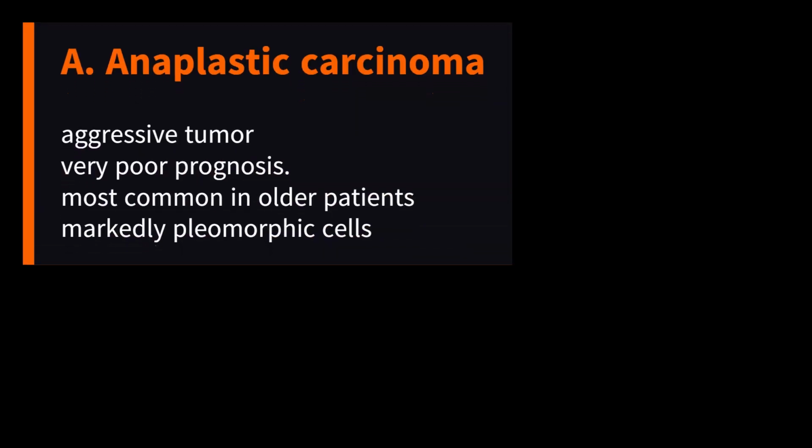If you choose any option other than F, you are wrong. Let's briefly discuss the other options. A. Anaplastic carcinoma. Anaplastic thyroid cancer is an aggressive tumor with a very poor prognosis. It is most common in older patients, age greater than 60. Cytologic features include markedly pleomorphic cells, including irregular giant cells and biphasic spindle cells.